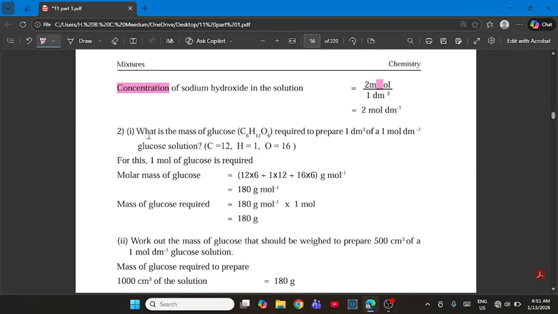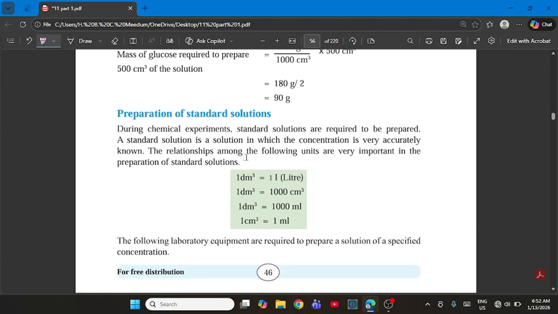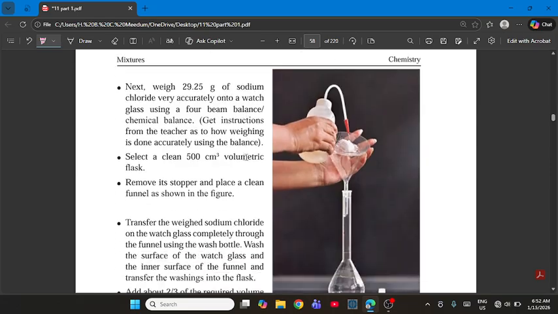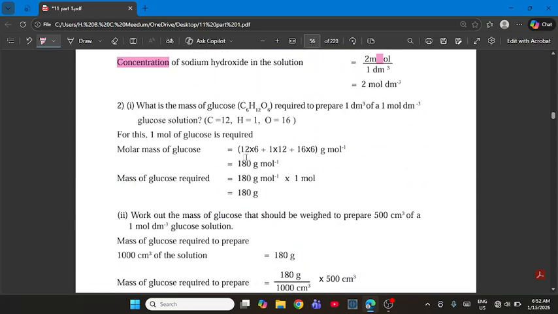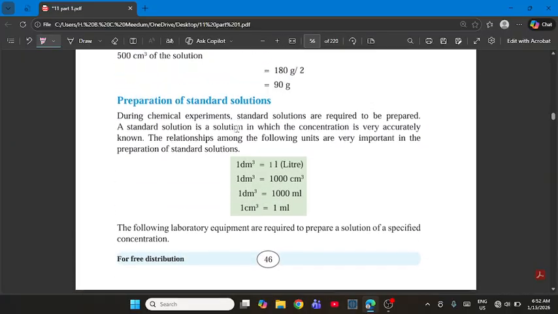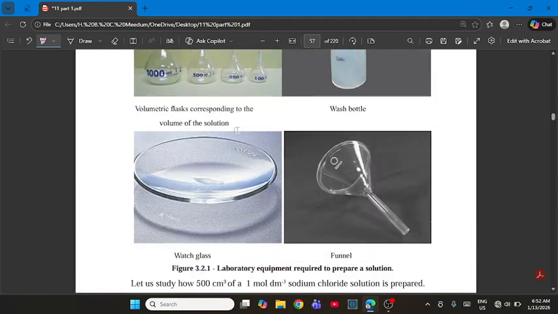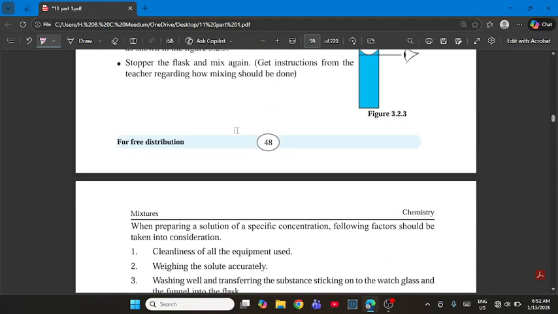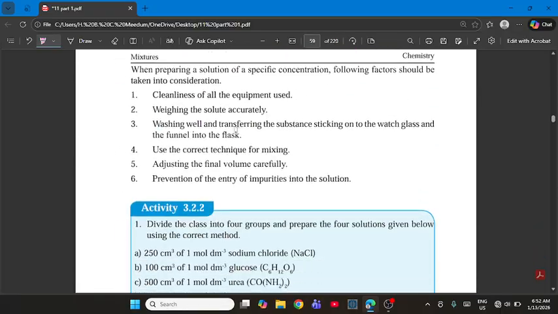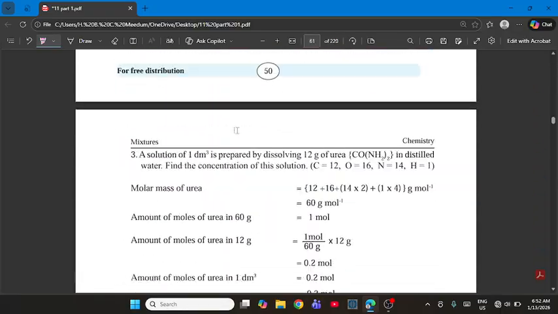Okay. What is the mass of glucose required to prepare 1 dm3 of 1 mol dm-3 glucose solution? There is something you have to learn and I'm going to discuss it later. With this question I can go to the preparation of standard solutions and learn more about them. Okay.